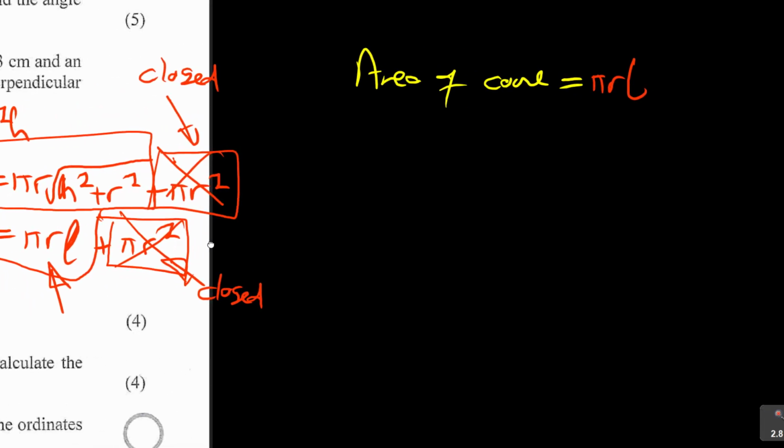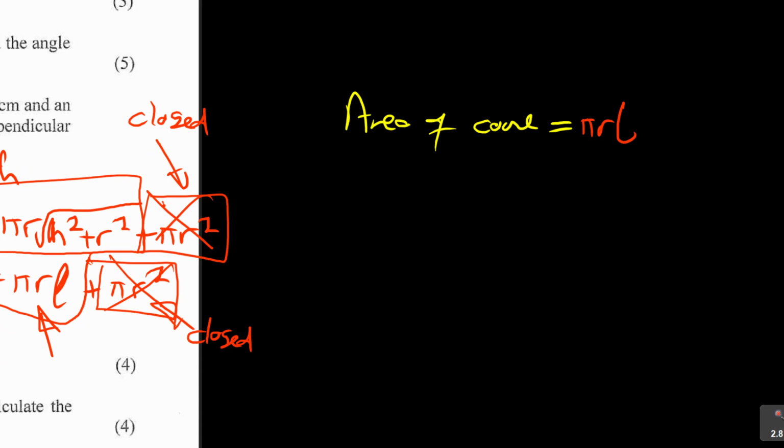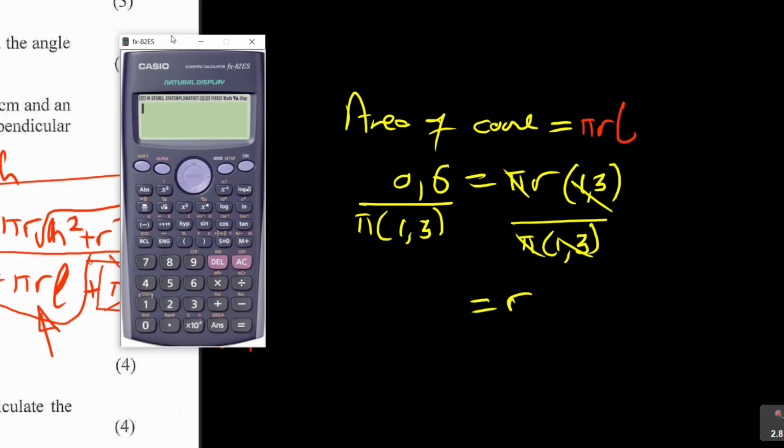So you can now come here and say, when we know the area, it's 0,6. So you can say 0,6 is equal to pi r, and then the L is 1,3. Are you with me? Divide by pi 1,3 on this side. Even on this side, it's pi 1,3. So that this goes and that goes. You are left with r.